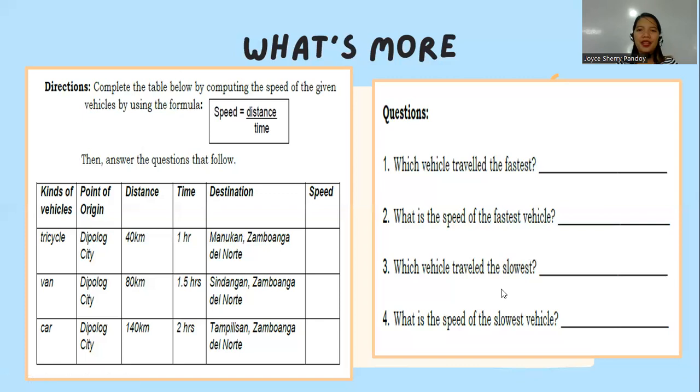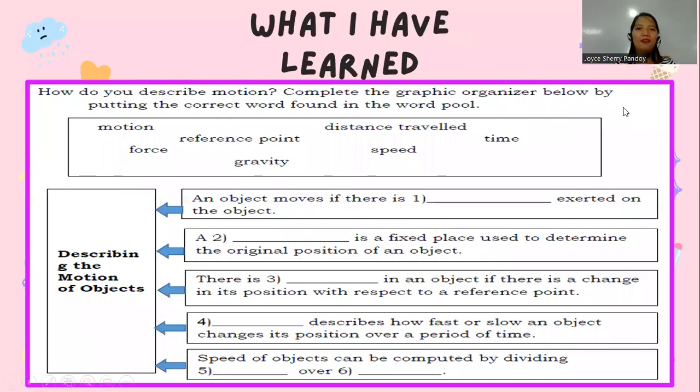All right, let us move on to the What I Have Learned activity. How do you describe motion? So for this activity, you are just going to complete the graphic organizer by putting the correct word found in the word pool.